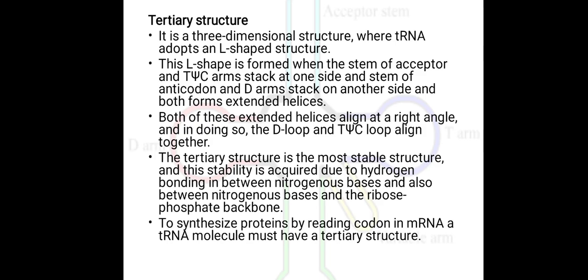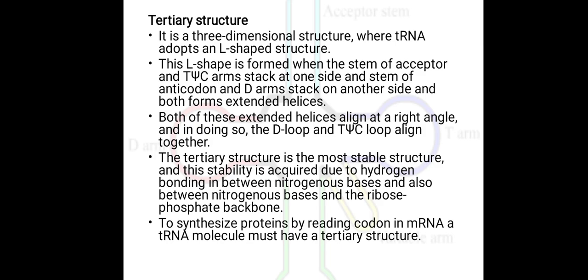And the stem of the anticodon and the D arm are also stacked on the other side. Means there is the stacking of both of these arms on one side. Then these are responsible for forming the extended helices. Now both of these extended helices align at a right angle, and in doing so the D loop and the T psi C loop are aligned together.